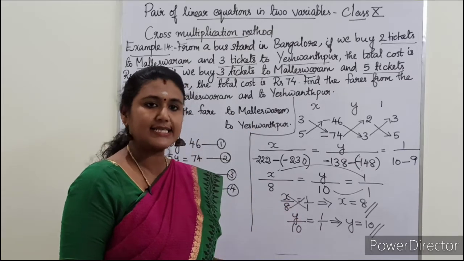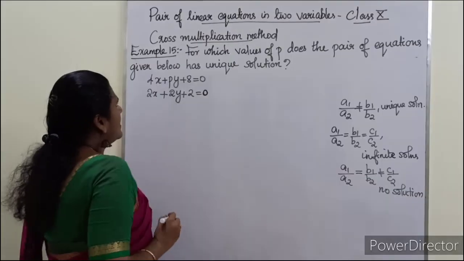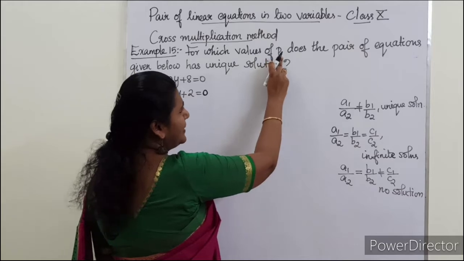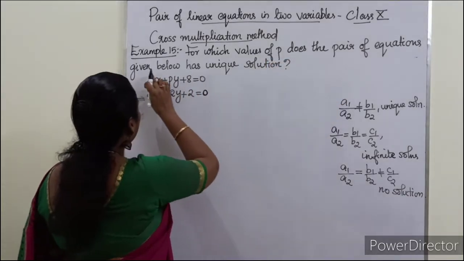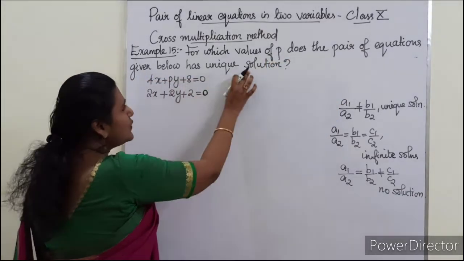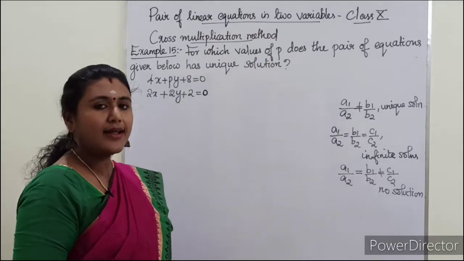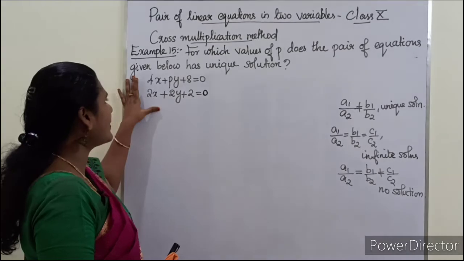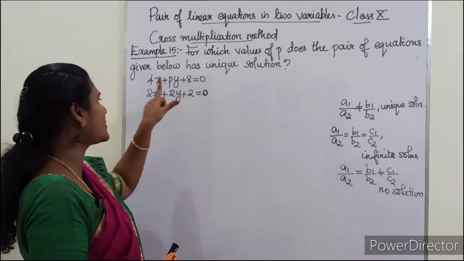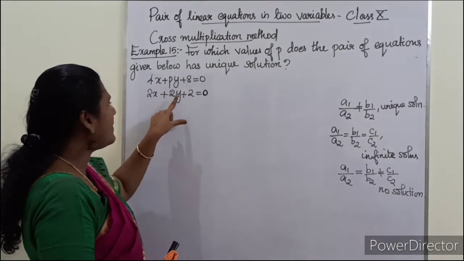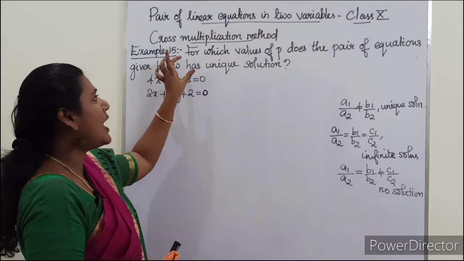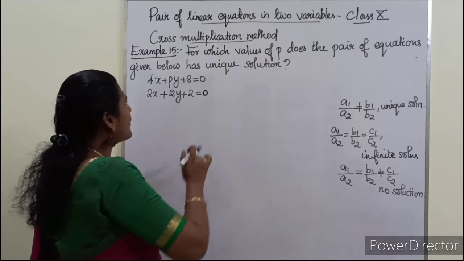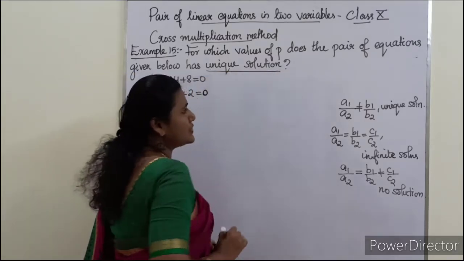Now we will see the next example. So example 15, for which values of p does the pair of equations given below has unique solution? So here in this question, we are given a pair of linear equation, 4x plus py plus 8 equal to 0, 2x plus 2y plus 2 equal to 0. You have to find the value of p. The condition is the given pair of equation has unique solution.